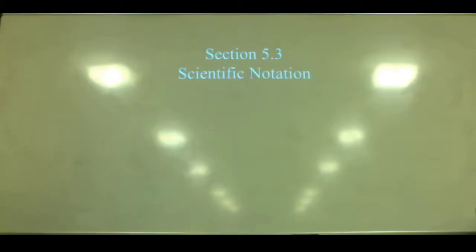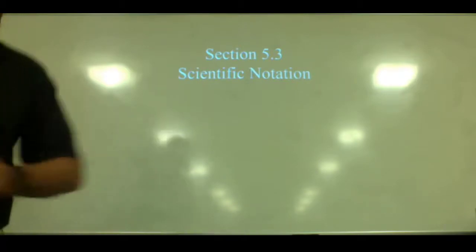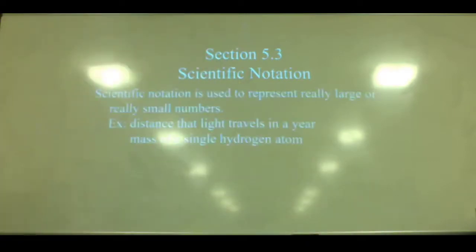Or if you're talking about the size of an atom, the diameter of an atom, it'd be a really, really tiny number. So we have scientific notation, and here is how we deal with it. It's for really big numbers or really small numbers. For example, the distance that light travels in a year, or the mass of a single hydrogen atom. Because what happens is you end up having so many zeros, or a decimal point and then a bunch of zeros, that it kind of loses meaning for us.